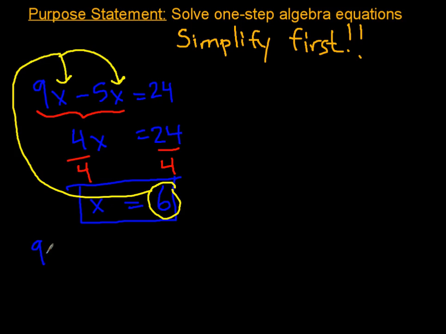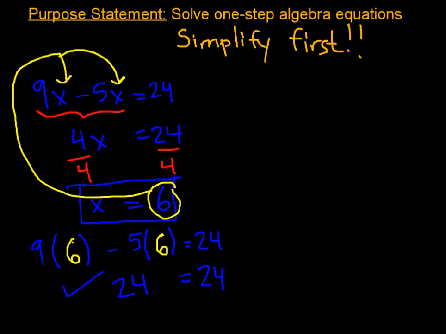So we're saying, does 9 times 6 minus 5 times 6 equal 24? That's what we're looking for. So we're going to plug 6 in for x to both spots. And we find that 24 does equal 24. So our answer checks out.